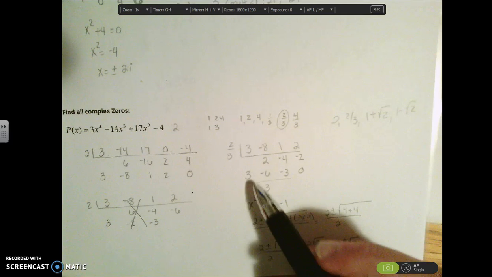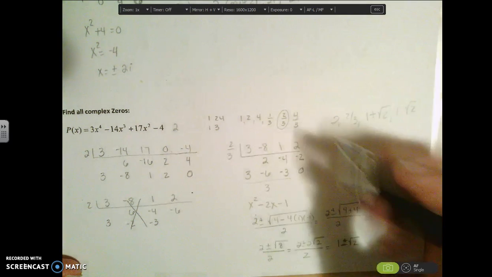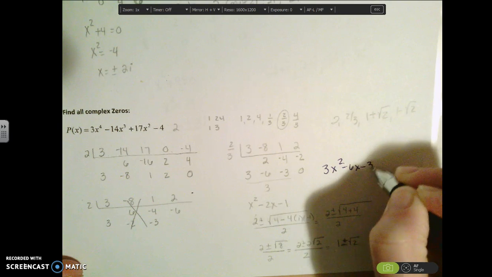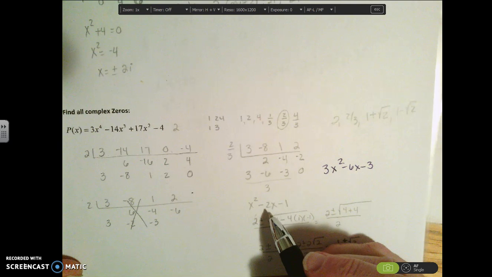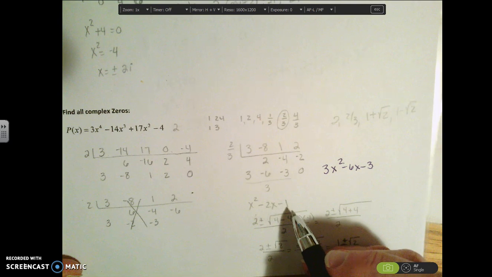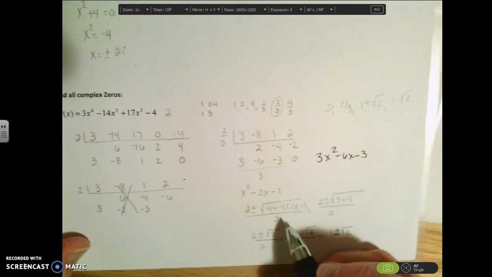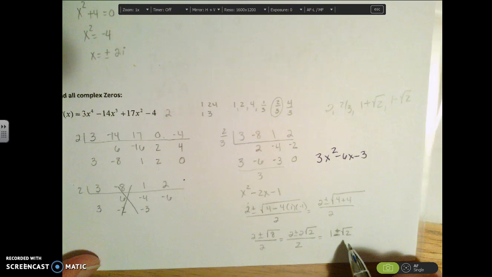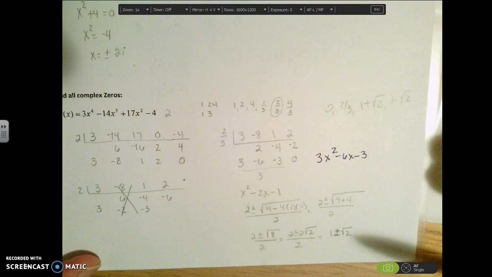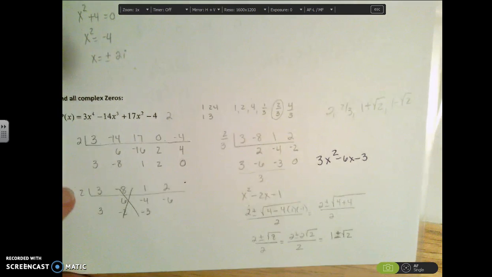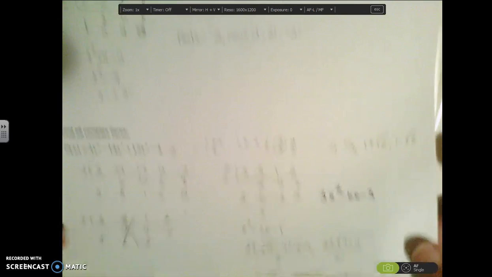And so I ended up with either a 3x squared minus 6x minus 3 problem, or you can factor out that 3 and think of it as an x squared minus 2x minus 1. That will not factor, and so I have to do the quadratic formula. And when I do the quadratic formula, I get 1 plus or minus the square root of 2. So 1 plus or minus the square root of 2 is about 2.4 and about negative 0.4, which is equivalent to what the two values were that I think I saw on my calculator.